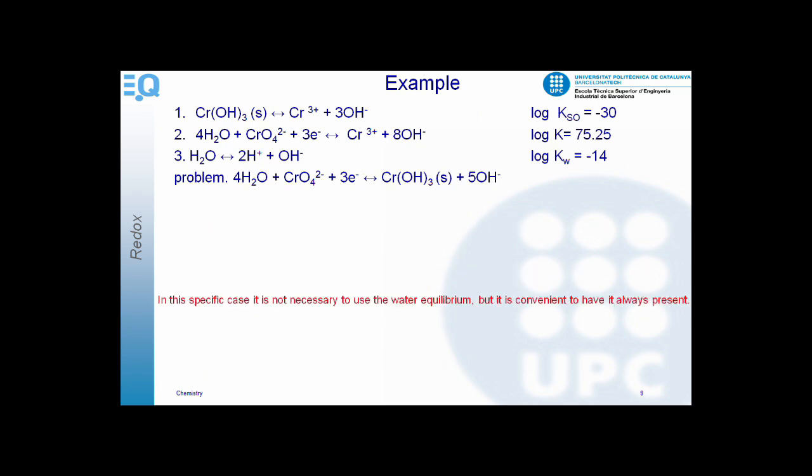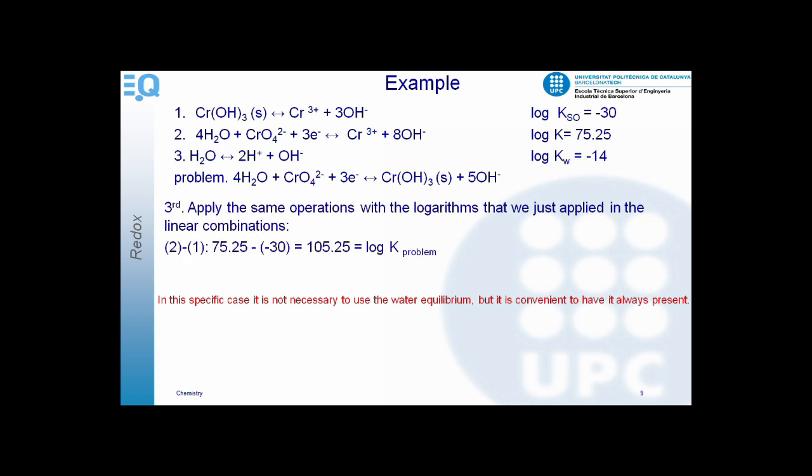To find the value of the constant, we have to do the same operation, reaction 2 minus 1, but with the logarithm of the constants. Therefore, we do 75.25 minus negative 30, which gives us 115.25.